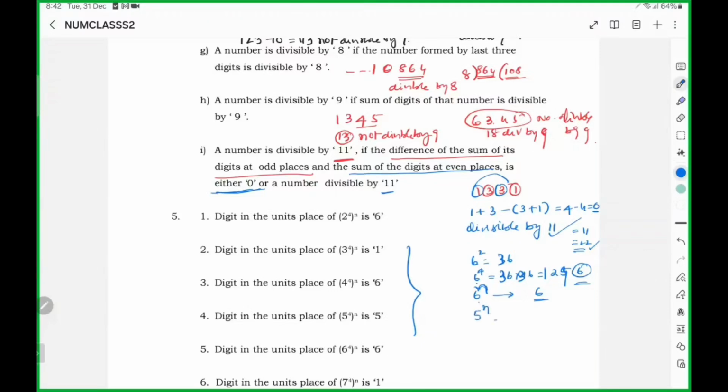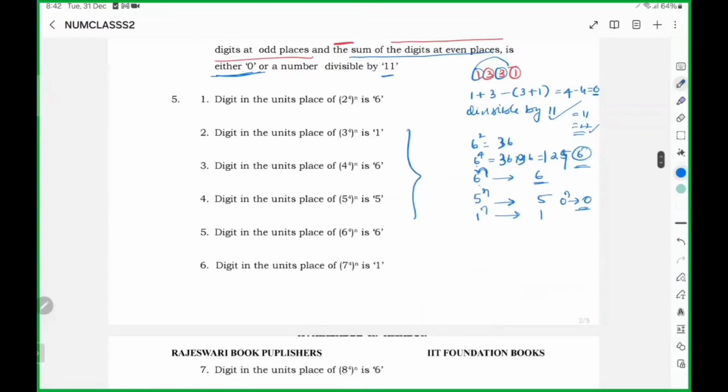Similarly, 5 power n also ends with 5. 1 power n ends with 1. 0 power n ends with 0. So these are the numbers; for the remaining numbers, you take 2. 2 power 4 is 16. So 2 power 4 whole power n, you know that it ends with 6.